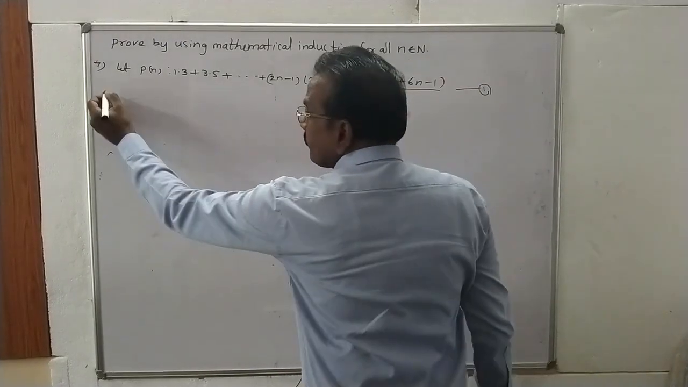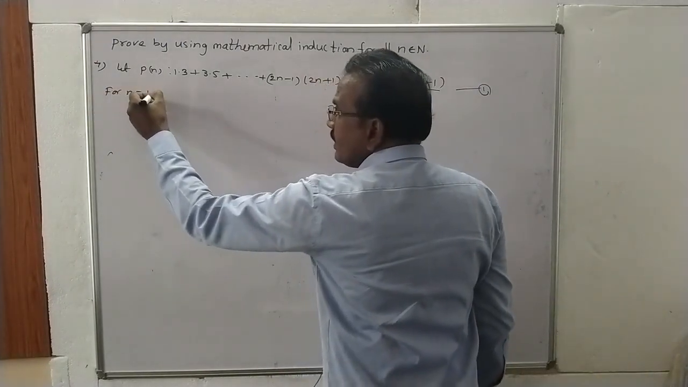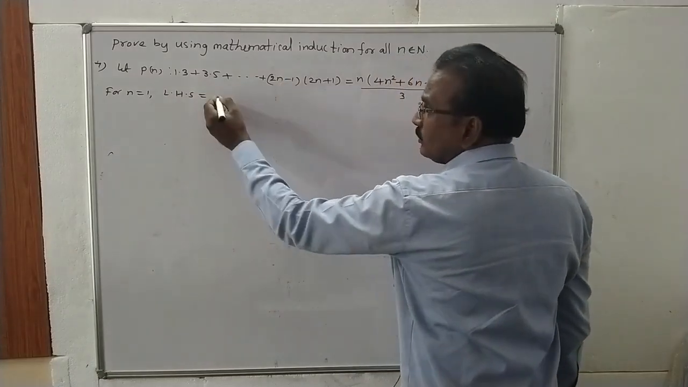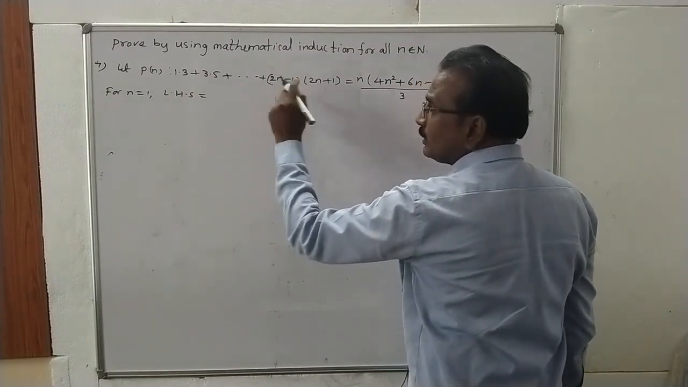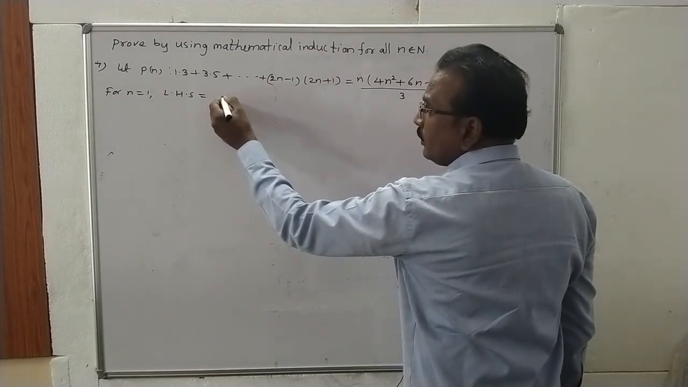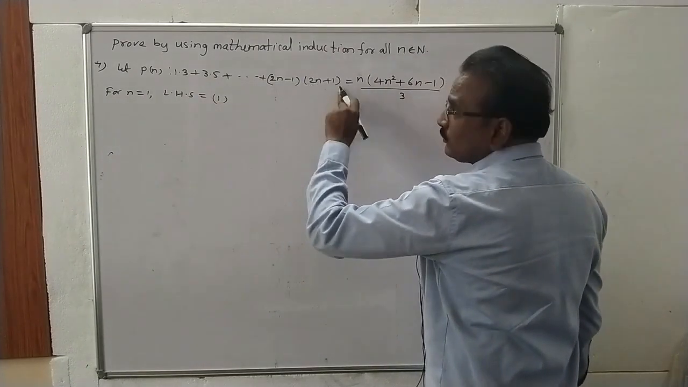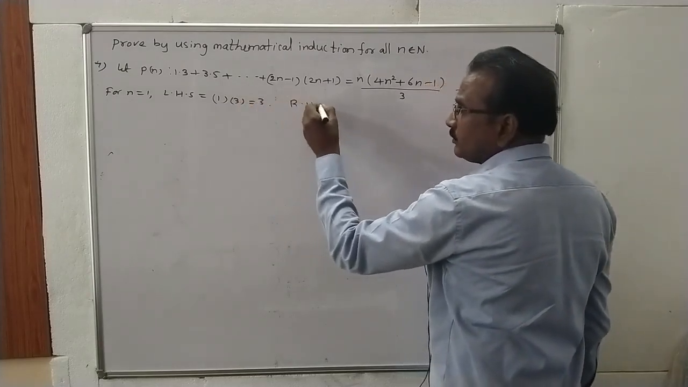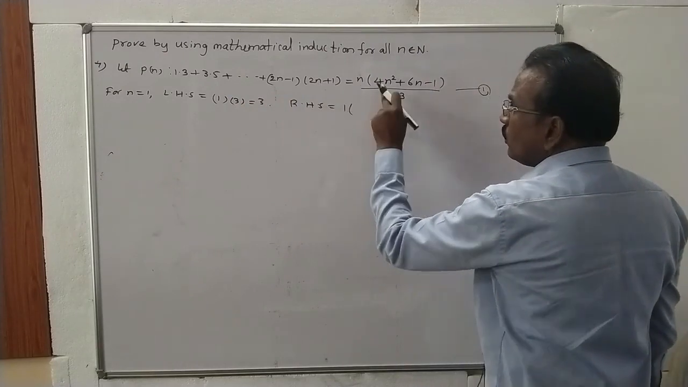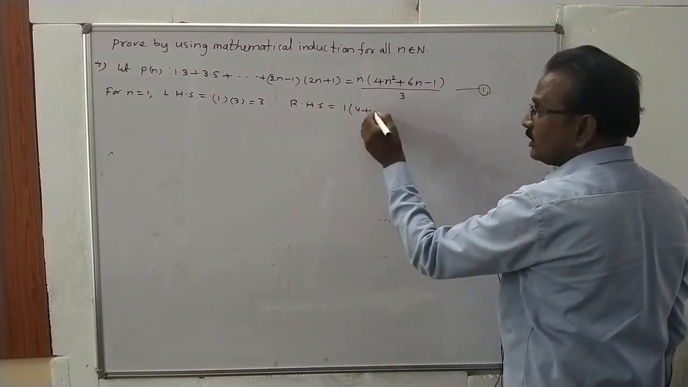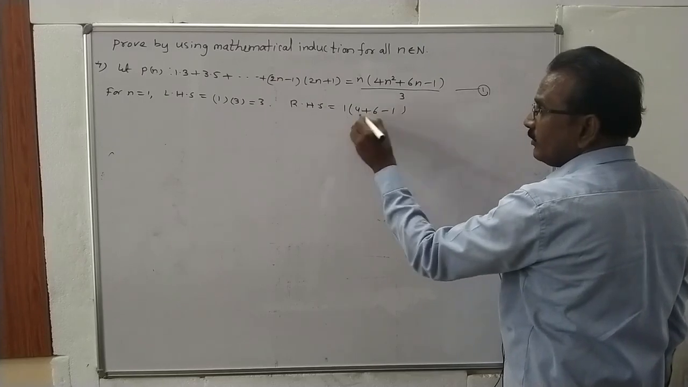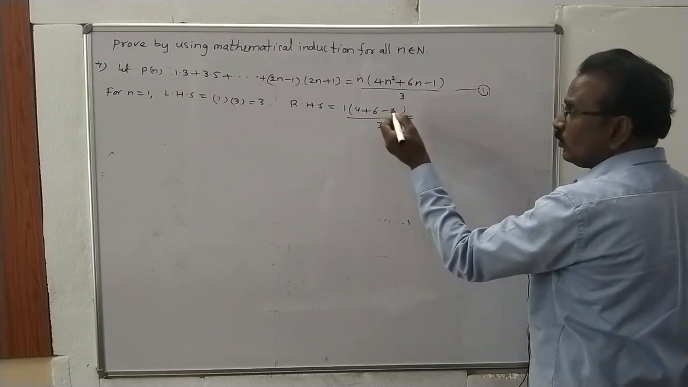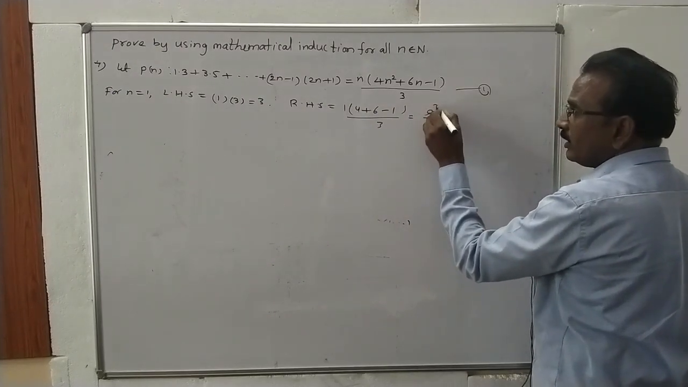For n is equal to 1, LHS is 2 into 1 minus 1, 2 into 1 is 2, minus 1 is 1, into 2 into 1 plus 1, that is 3. So 1 3s are 3. RHS is 1 into 4 plus 6 1s are 6 minus 1, divided by 3, that is 6 plus 4 is 10, 10 minus 1 is 9, 1 into 9 by 3. So 3 1s are 3, that is 3.